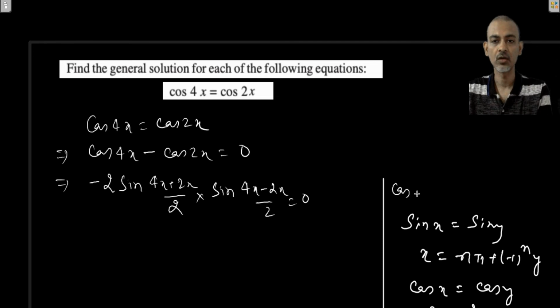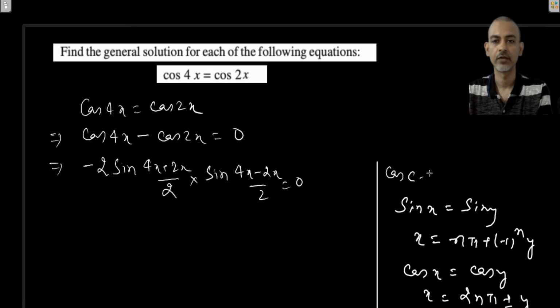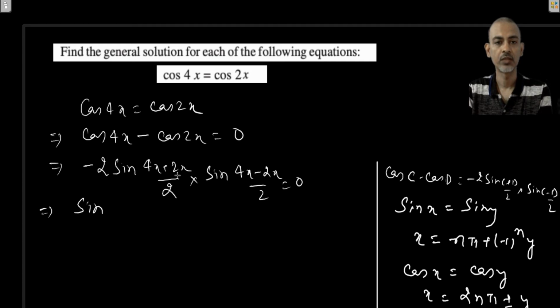Which formula have I used? I have used this formula: cos c minus cos d, which is nothing but minus 2 sine of (c plus d) by 2 into sine of (c minus d) by 2. This is the formula I have used. Now, when you look at this expression, you can send the 2 to the other side, and this becomes sine of (4x plus 2x) by 2, which is 3x, into sine of (4x minus 2x) by 2, which is x, equals 0. Now in this case, either sine 3x is 0 or sine x is 0.